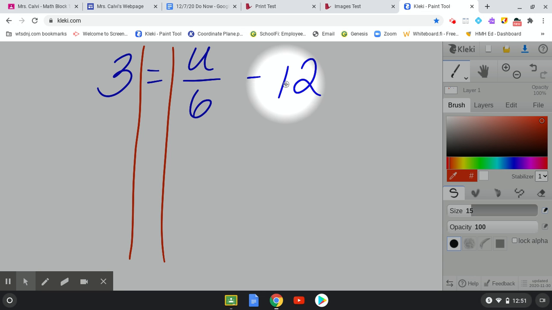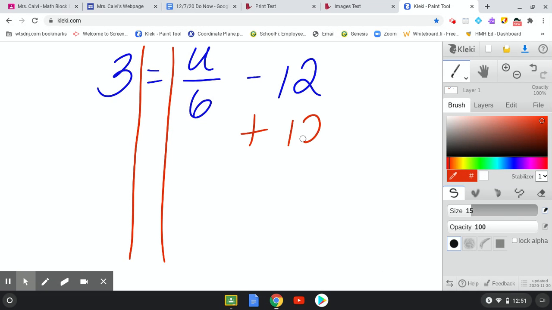Okay, here we want to get rid of this minus 12 first, so we are going to add 12 to both sides.